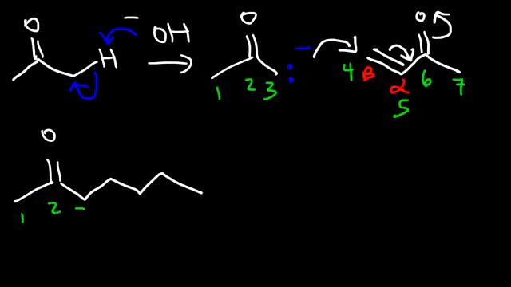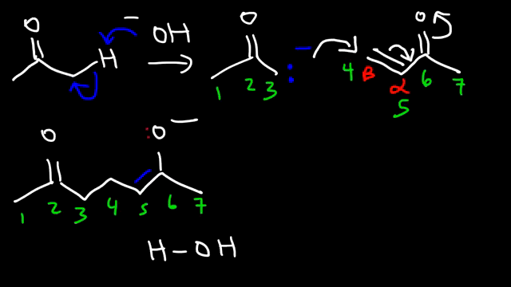So this is 1, 2, 3, 4, and so forth. Now on carbon 6, we have an oxygen with a negative charge. And between carbons 5 and 6, we have a double bond. So now we need to react that enolate ion with water.